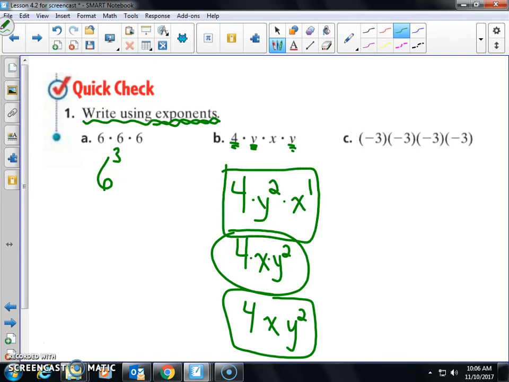And then in the third one, letter C, I see a base of negative 3, and I see a negative 3 in parentheses 4 times. So I need to write it like that.